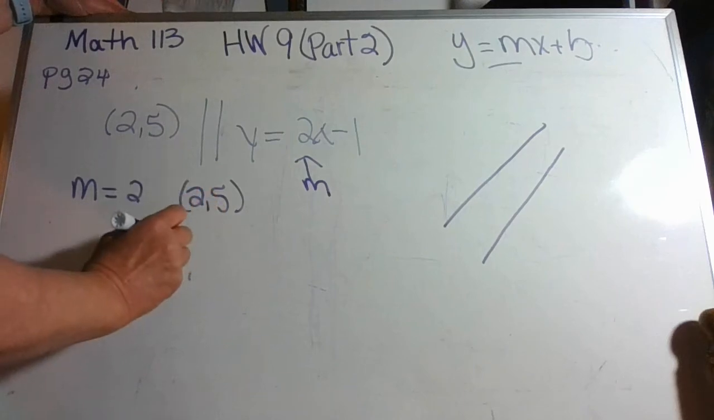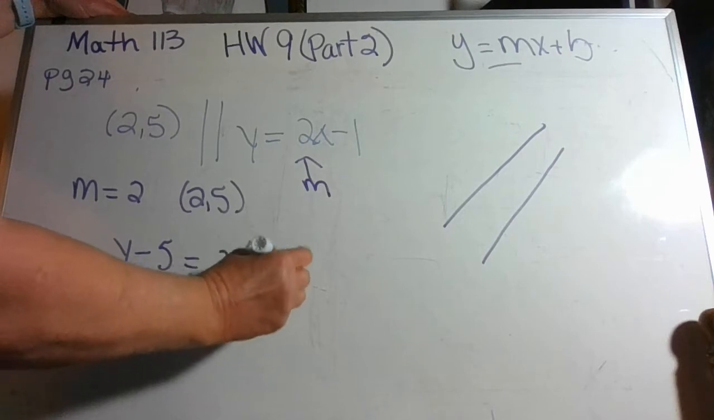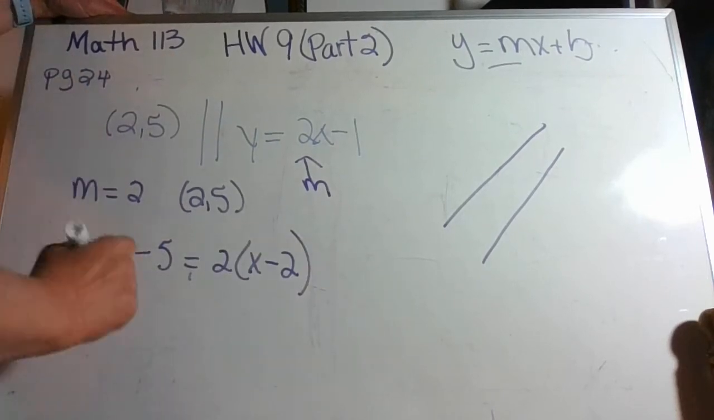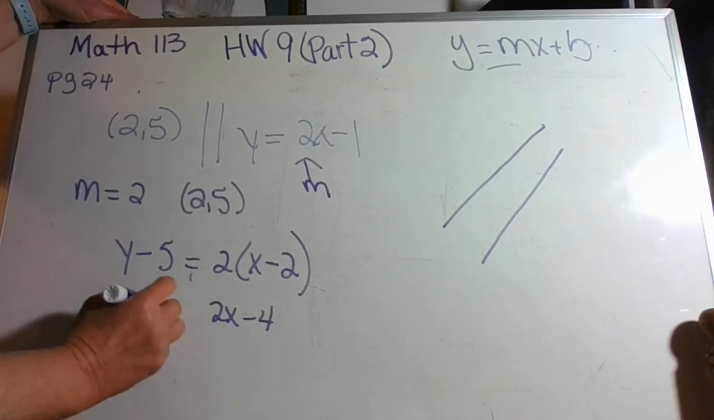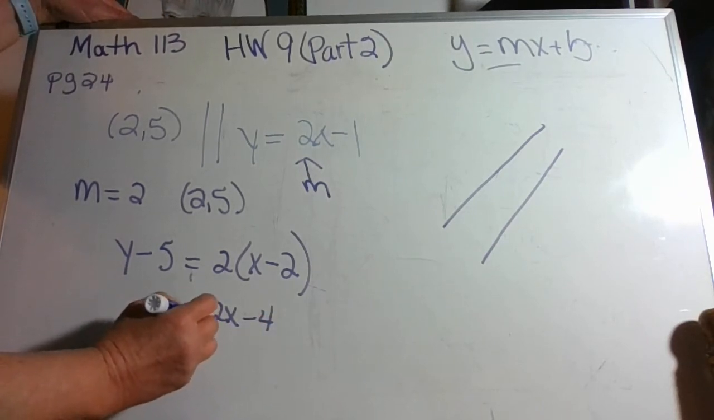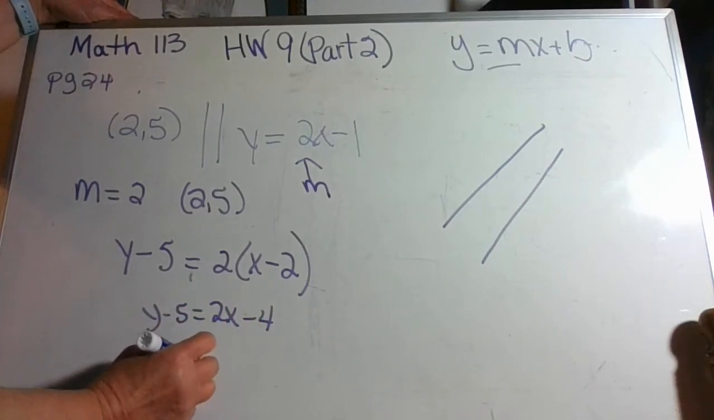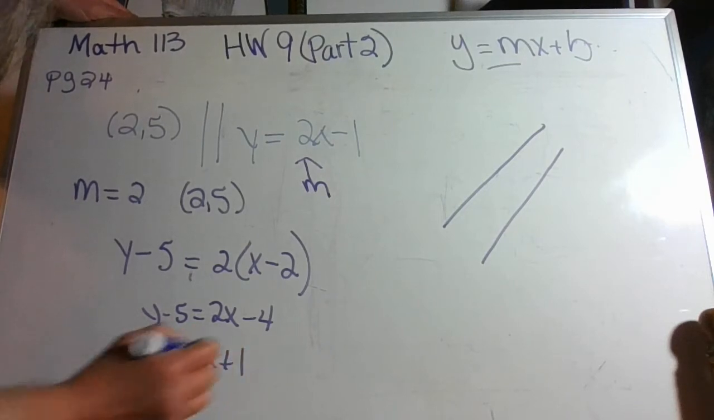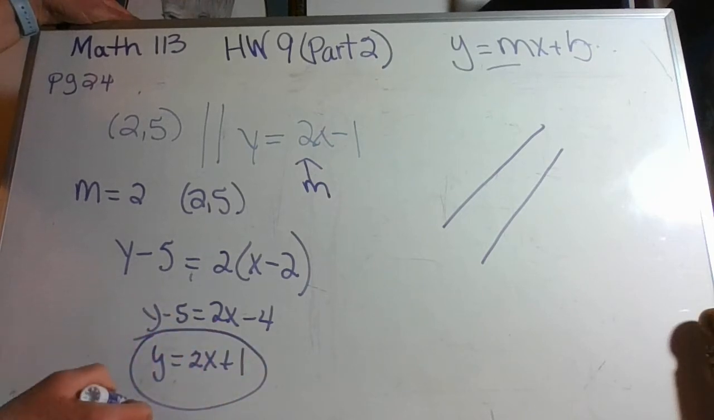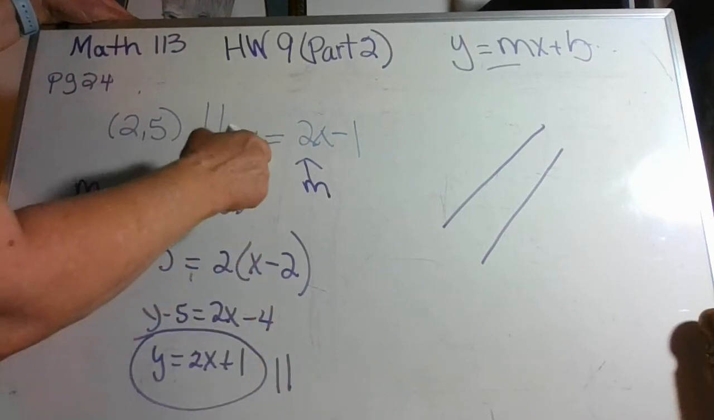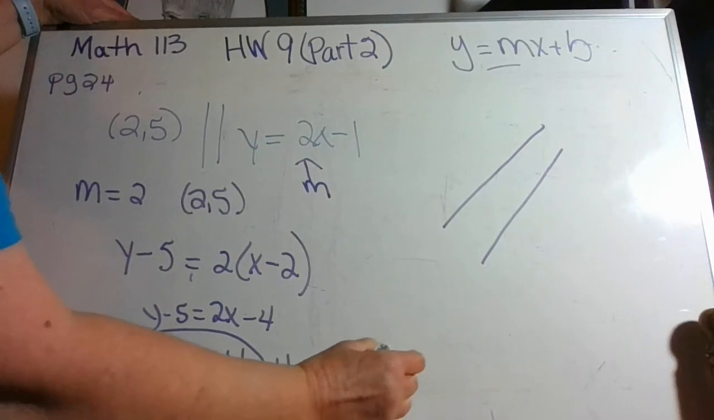Again, I'm going to use the point slope formula. y minus 5 equals 2 times x minus 2. Again, I'm going to distribute: 2x minus 4 equals y minus 5. I'm going to add 5 to both sides, so I have y is equal to 2x plus 1. So that's my equation that's parallel to this equation. If you graph those, they should come out parallel.